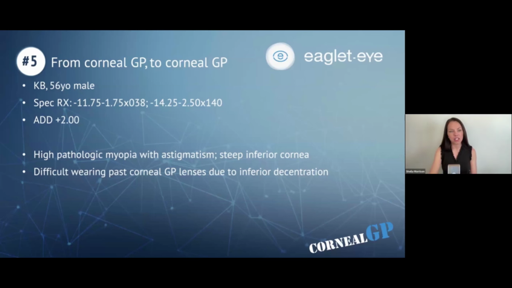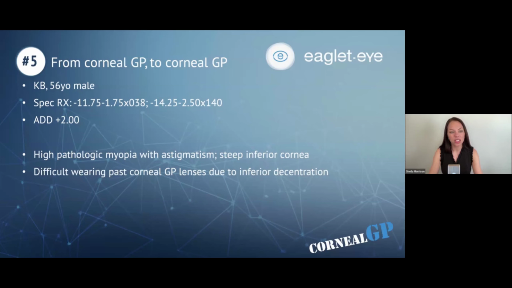Now, second patient, just another example of a corneal GP empirical design, high power, nothing really too crazy with this guy other than, well, actually, you know what? It is crazy. -14 is pretty crazy. And he does have SIL, so he has high pathologic myopia, but as far as the ocular shape, the only thing that was a little bit atypical for him was a steep inferior cornea. And so again, had some difficulty in the past wearing corneal GPs due to decentration.